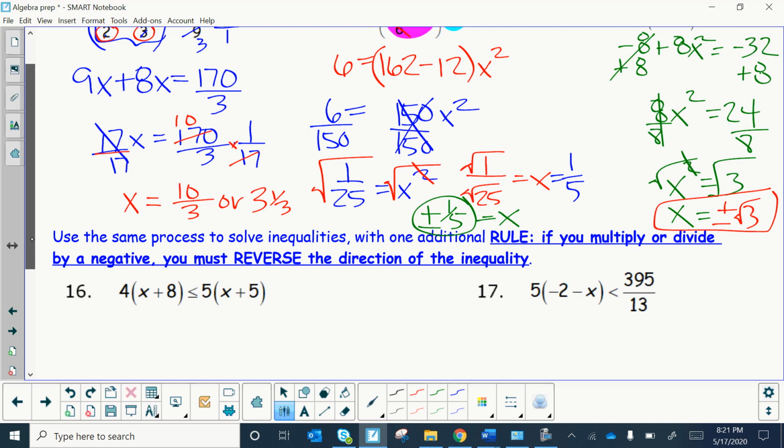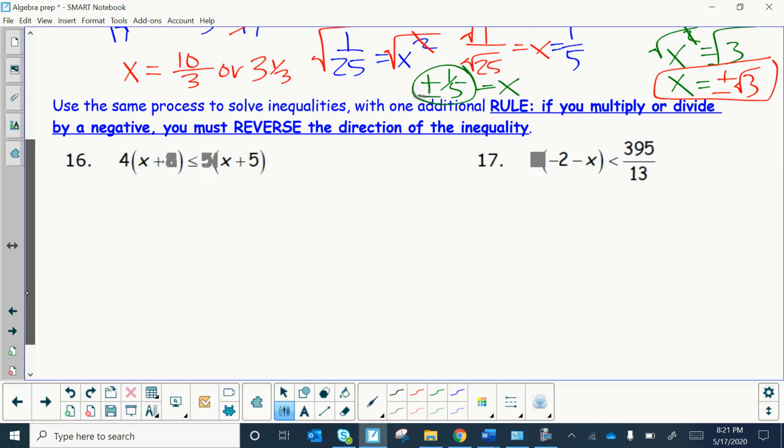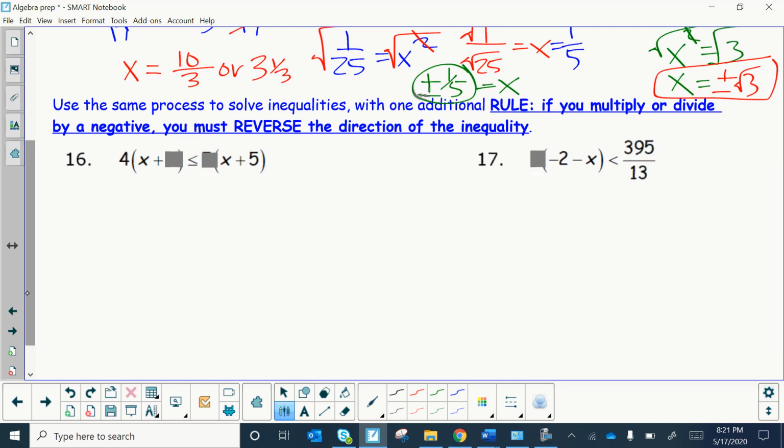All right, last two that we want to just touch up a little bit on. When you use inequalities, you're going to do pretty much the exact same thing, except there's only one rule you have to remember. If you multiply or divide by a negative, you have to reverse the direction of the inequality, okay? So we'll see if that happens in this case.